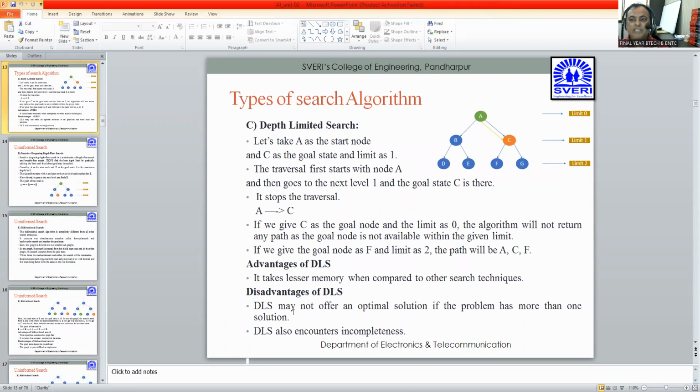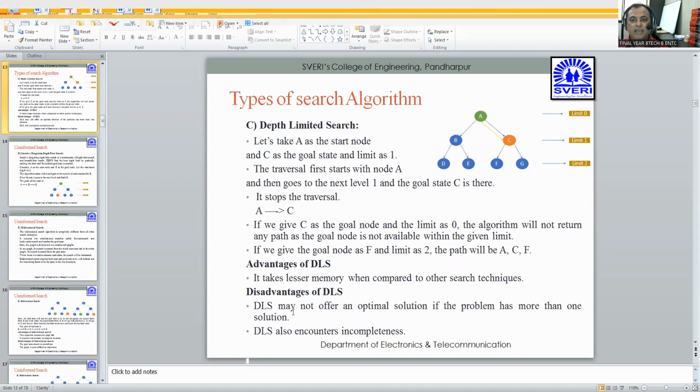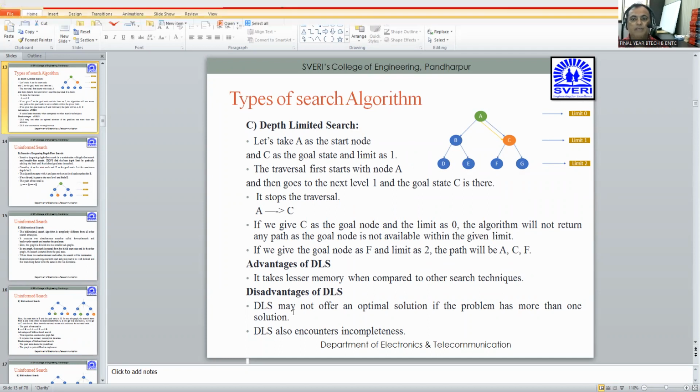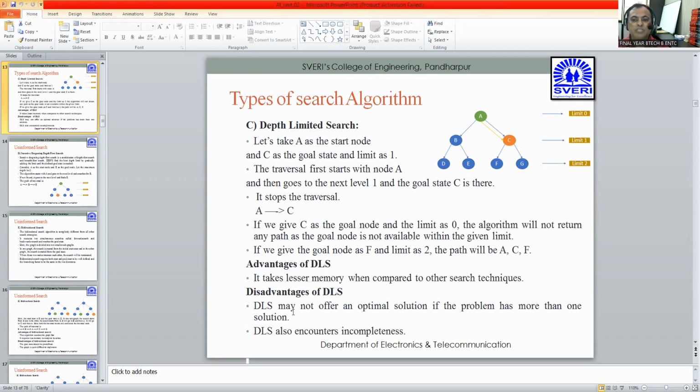So how does depth limited search work? Obviously it will categorize into 3 levels. The first one is limit 0, limit 1, and limit 2. So A is the initial state and C is the final state. So what will happen? It will start from limit 0, that is A. Then it will move towards limit 1. In limit 1, it will search out the destination node. As soon as it sees the C node there, A will reach C.